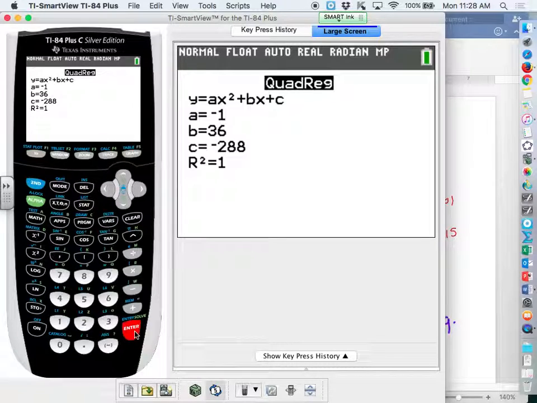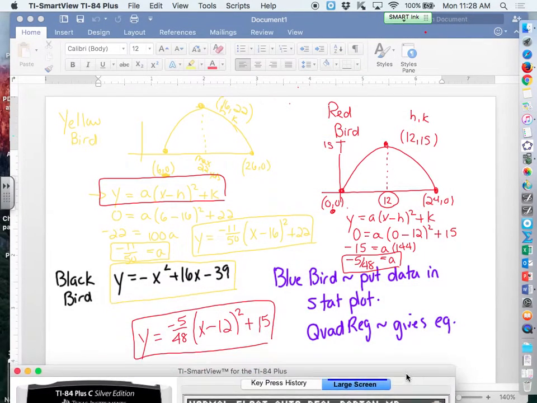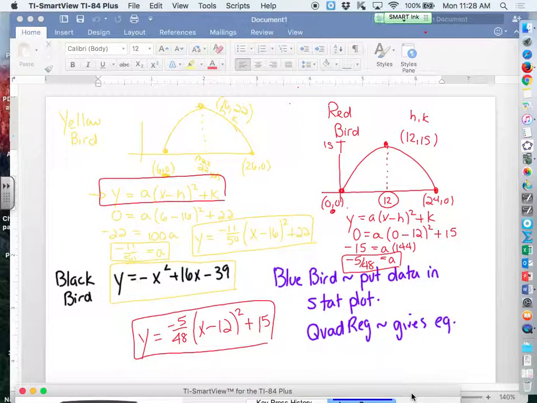This r squared thing is just telling you it's a perfect regression there. 100% of the data is correlated. So we can go back then to, hold on, there we go. So then my bluebird's equation is y equals -x squared plus 36x minus 288.